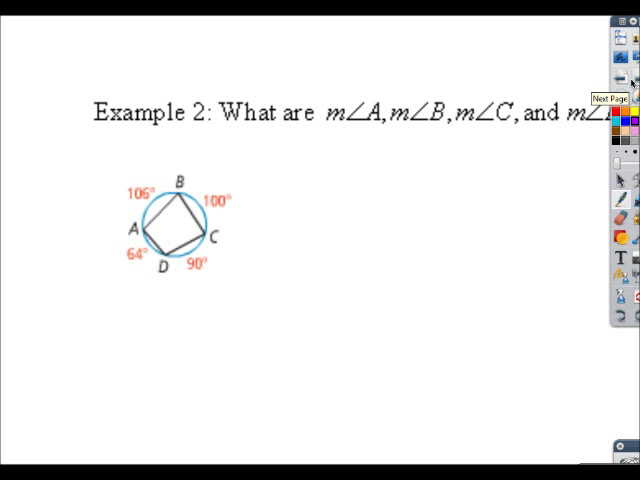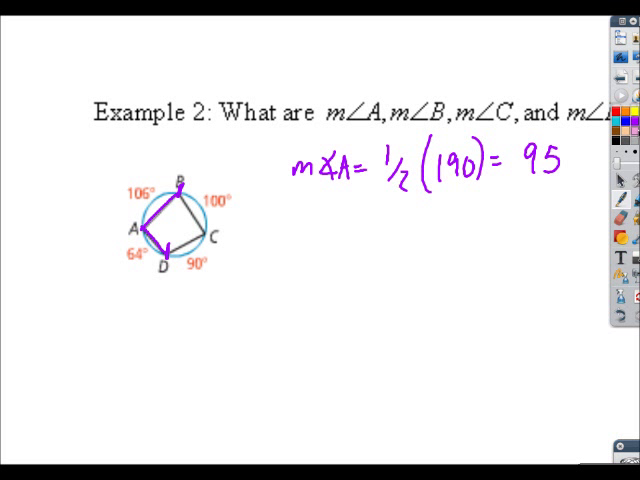All right, we need to find angles A, B, C, and D. The measure of angle A is half of the arc that it cuts. So the arc that it cuts goes from B around to D through C, so it's 190, half of 190, which is 95. The measure of angle B is half of the arc that it cuts. Angle B is right there. It cuts an arc of 154. So the angle is 77.